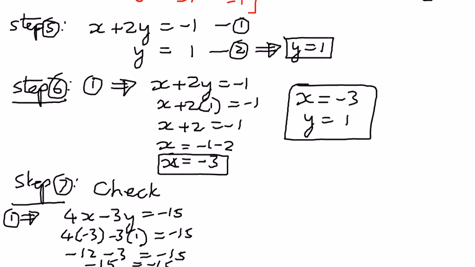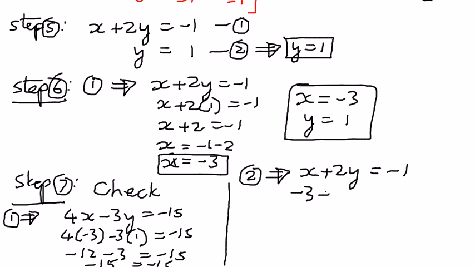We can also check it with the second equation. The original equation is x plus 2y is equal to -1. When we substitute the value of x as -3 and the value of y as 1, we should be able to get -1. So -3 plus 2 is equal to -1, and that is exactly equal to what we have on the right hand side. And therefore, the values we have arrived at, that is x equals -3 and y equals +1, satisfy both the given equations, and therefore we have a complete solution.